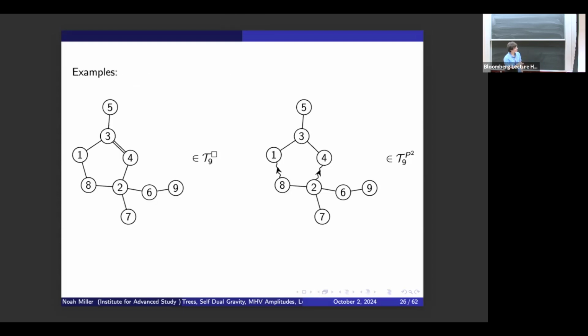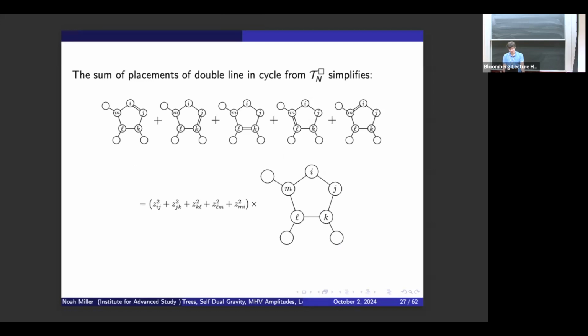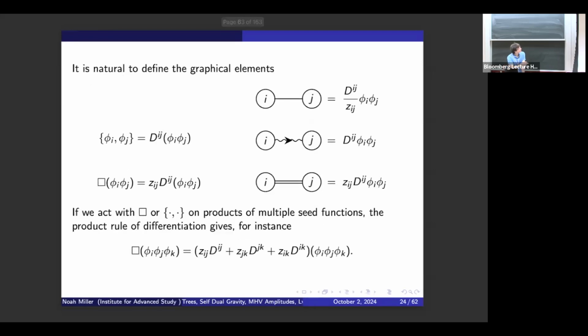Here's an example. Here we have a graph in T9 box. We take a pre-existing tree graph and add a double line. Then here we have a graph in T_P T_29, where we have two pre-existing graphs with no shared nodes, and then we draw two wiggly lines between them. Note that both these graphs contain a single cycle in them. Using the rule earlier where I said you could replace these lines, multiply them by zij, you go from here to here and then here to here.